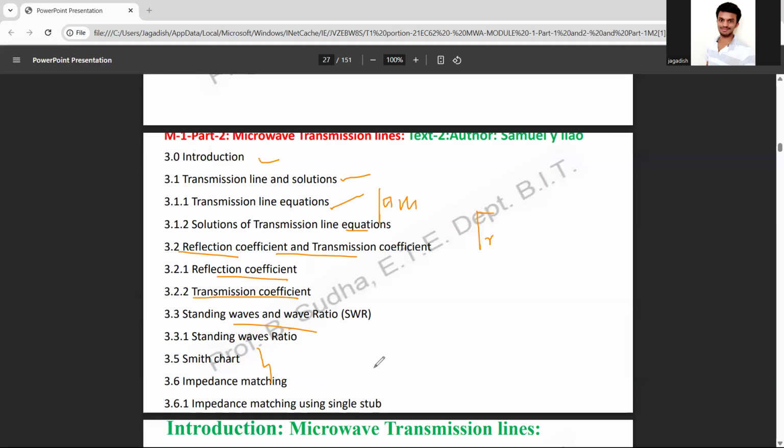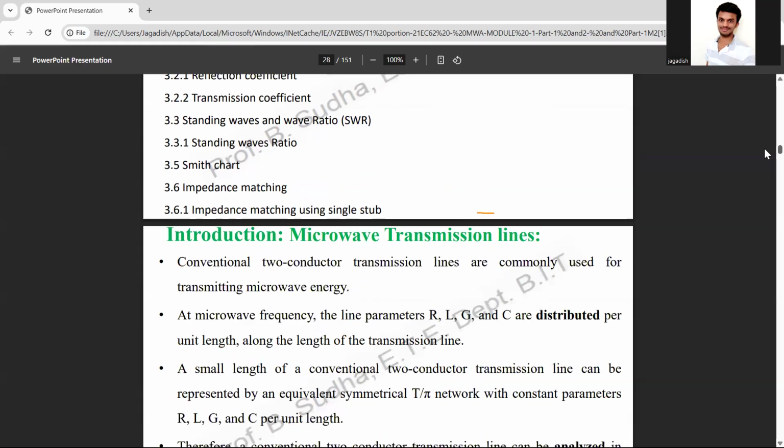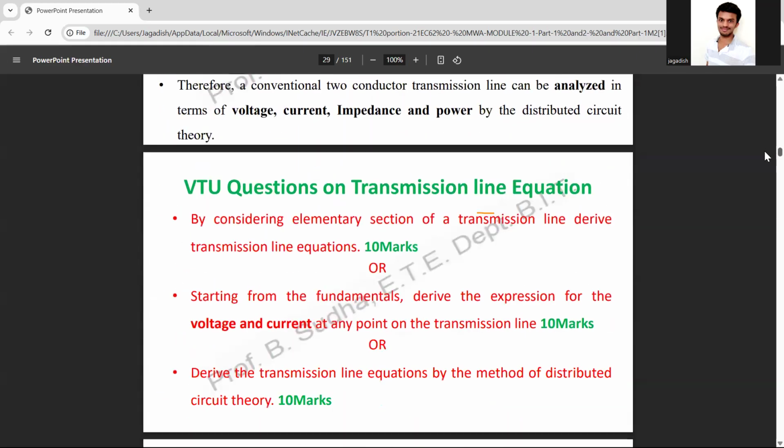Impedance matching and impedance matching using single stub. Don't go for double stub. That's not in your syllabus. You might have done it in your labs, but it's not there in your syllabus. So after the Gunn effect, you have to study this much, students. See how many concepts are there. You have to prepare correctly. We will cover all the topics. Don't worry. See how they are asking the question.